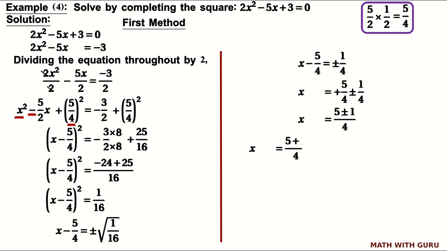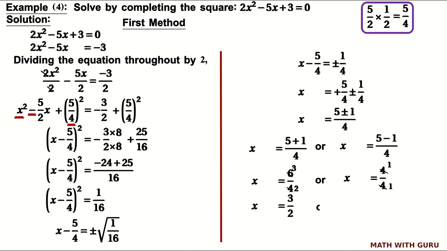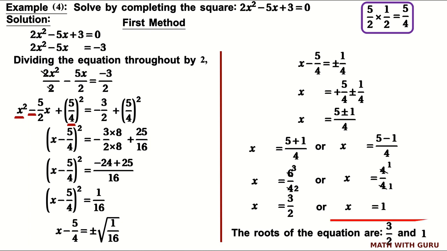The two values of x are 5 plus 1 divided by 4 or 5 minus 1 divided by 4. X equals 6 by 4 or x equals 4 by 4. 2 2s are 4, 2 3s are 6, 4 1s are 4. X equals 3 by 2 or x equals 1. Therefore, the roots are 3 over 2 and 1.